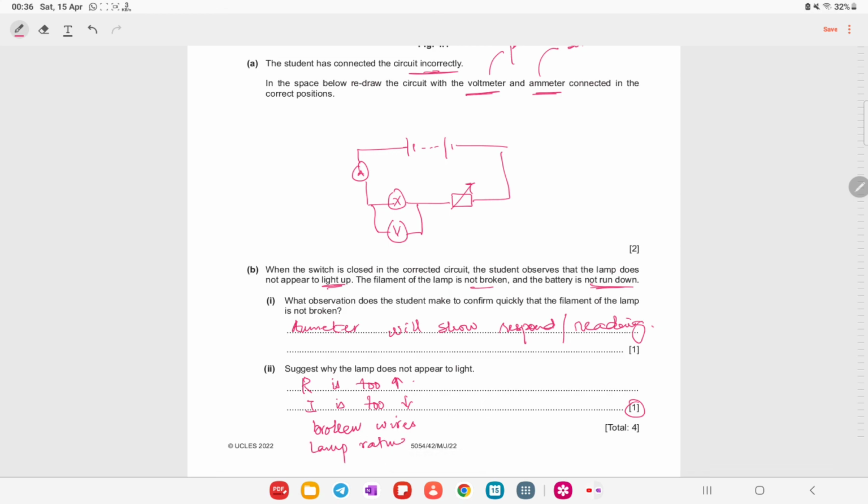or you can say the lamp rating is higher than the voltage supplied. So this might be another reason. And then again, not enough voltage, you can also write that. So out of these reasons, you can write one of the reasons over here. This is going to help you attain your 1 mark.